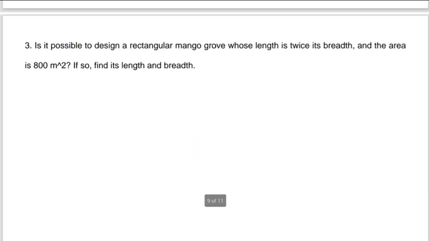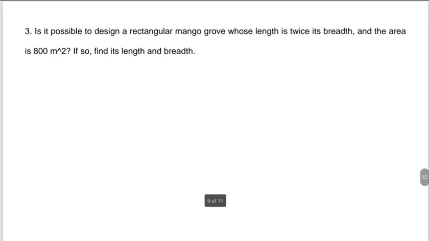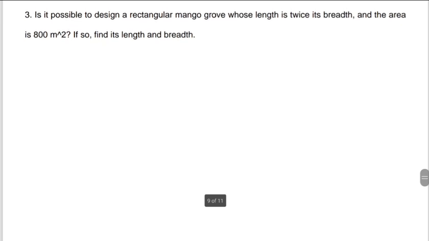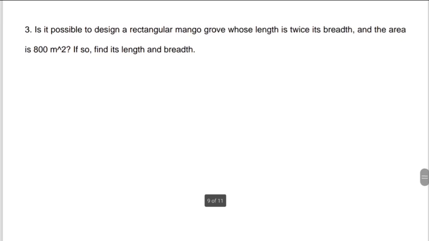So third question: is it possible to design a rectangular mango grove whose length is twice its breadth and area is 800 meters square? Find its length and breadth. So there is a rectangular mango grove whose length is twice its breadth. The area is given as 800 meters square. We should find its length and breadth. Okay, let's start with it.